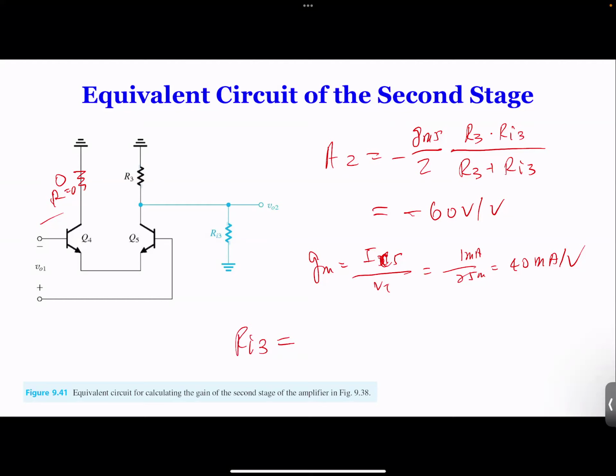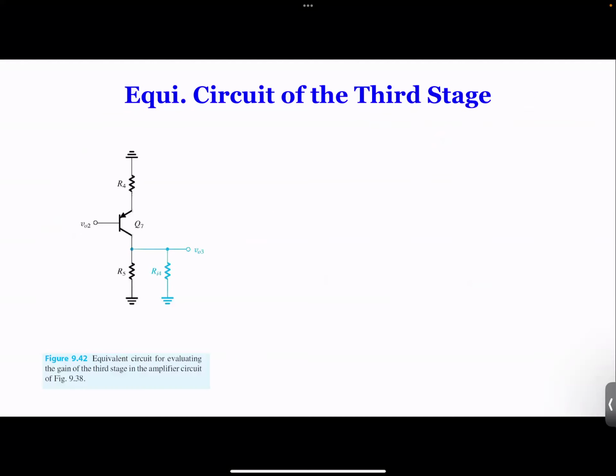We need to go back to the circuit, again by inspection. I'm not going to do it here, we don't have time. And then we can go to stage 3. We do the same thing. Stage 3 is a common emitter amplifier because the emitter is grounded. However, there's resistance at the emitter. That's the only difference. If we don't have R4, this will be purely a common emitter amplifier. But with R4, there's a little bit of difference.